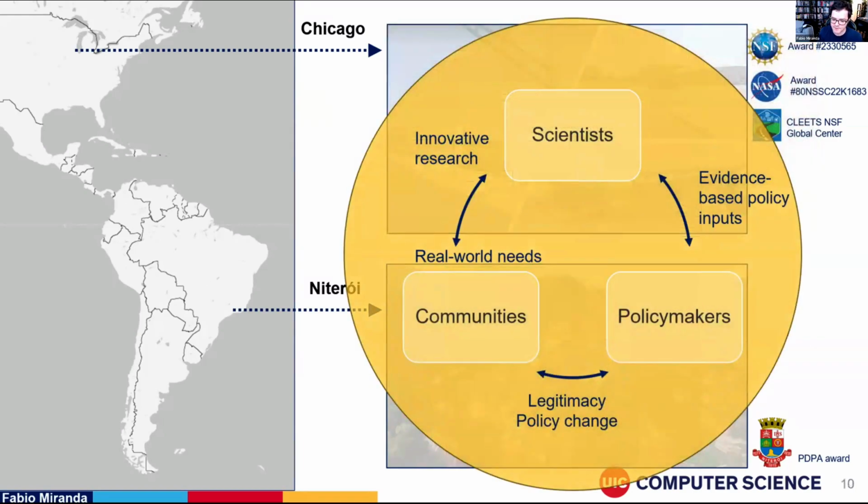More importantly, these tools and computational frameworks that we have proposed have allowed us to support the collaboration between scientists, communities, and policymakers. Communities and policymakers interacting to increase legitimacy of policy change, scientists and policymakers interacting to support evidence-based policy inputs, and scientists and communities interacting to ground innovative research on actual real-world needs.